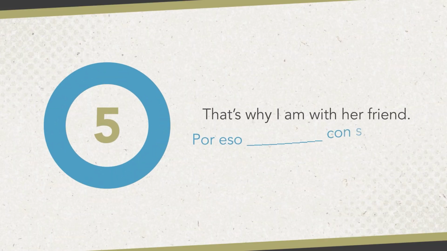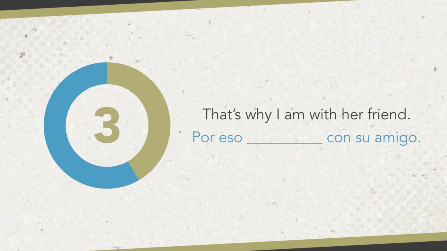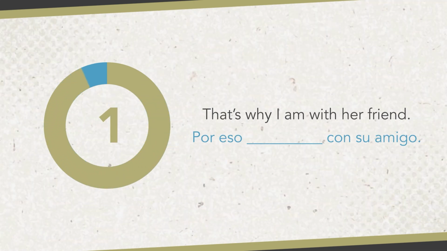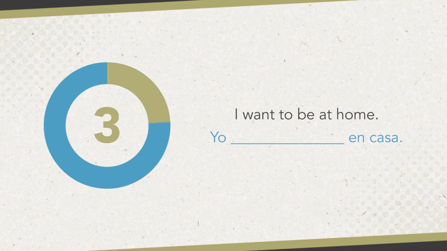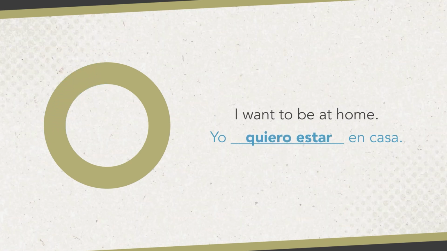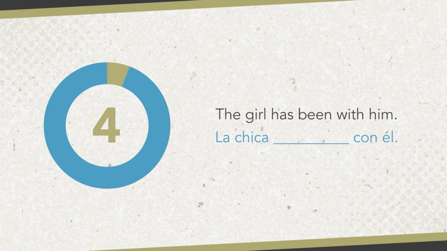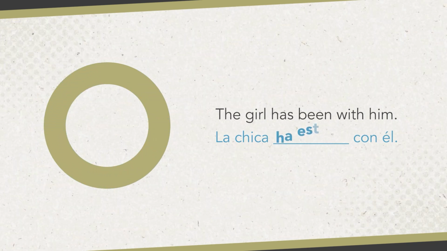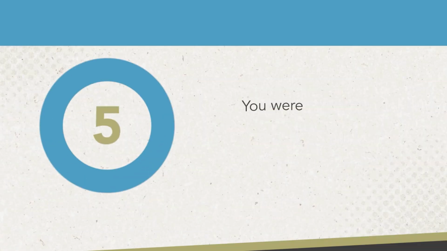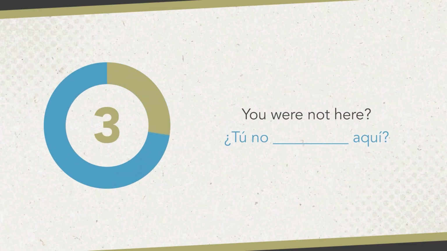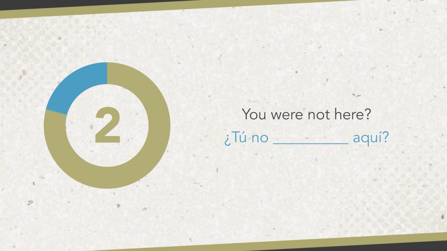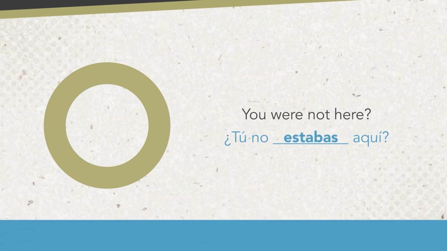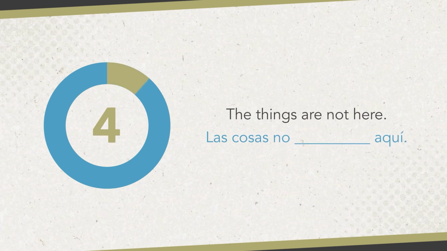That's why I am with her friend. Por eso estoy con su amigo. I want to be at home. Yo quiero estar en casa. The girl has been with him. La chica ha estado con él. You were not here? Tú no estabas aquí?